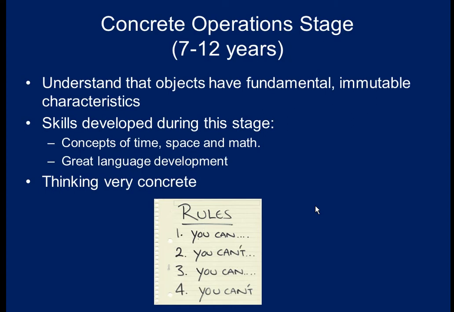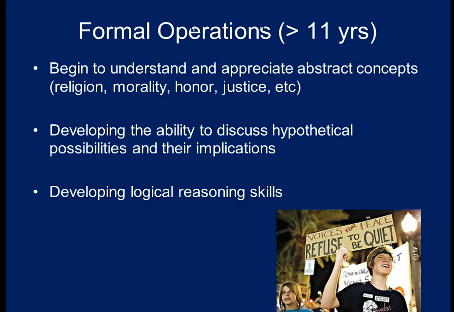Now, once a kid gets out of this really concrete thinking, then they move into what Piaget called formal operations. So you can see here, this is basically middle school and above. Now, once a person hits formal operations, they're able to be much more abstract in their thinking, dealing with things that don't have a clear-cut, concrete answer, like morality, which we'll talk about in a few minutes, religion, justice. These are things that have a lot of gray areas.